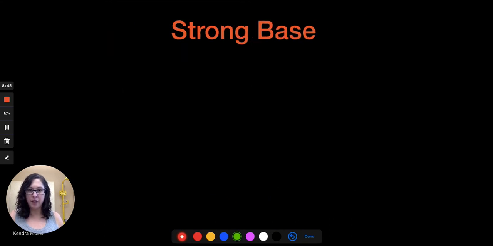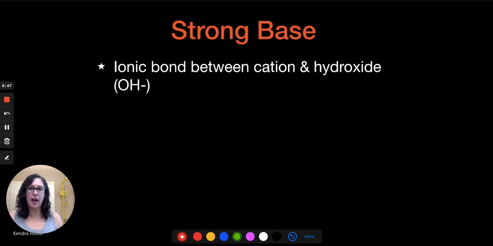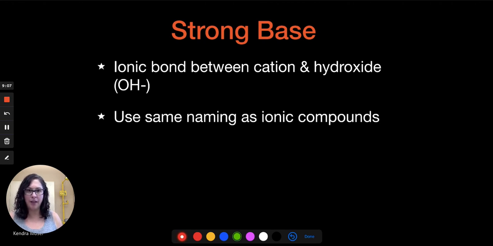All right, so now what we want to do is take a look at how to name bases. So that's how to name acids. So how do we name a base? Well, honestly, it's just using ionic naming systems. And so it's an ionic bond between the cation and hydroxide. So anytime you see hydroxide, that's a strong base. We'll talk about weak bases later in the year, and we're going to use that same system of naming as we did when we had just ionic compounds.